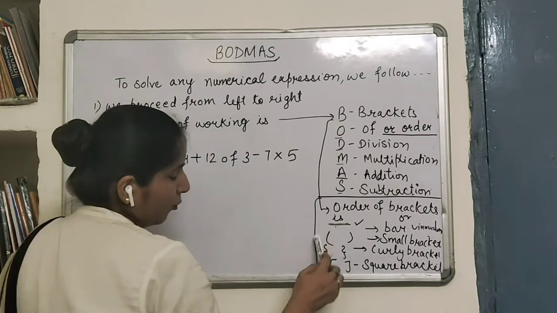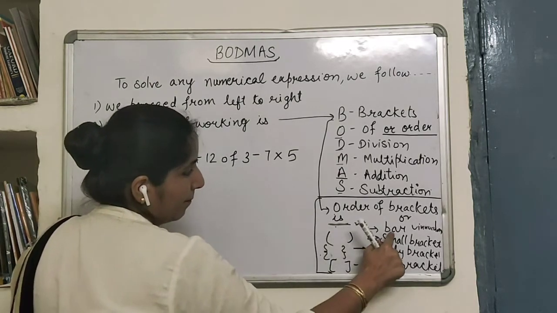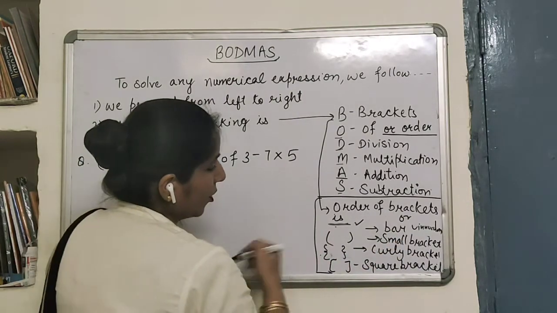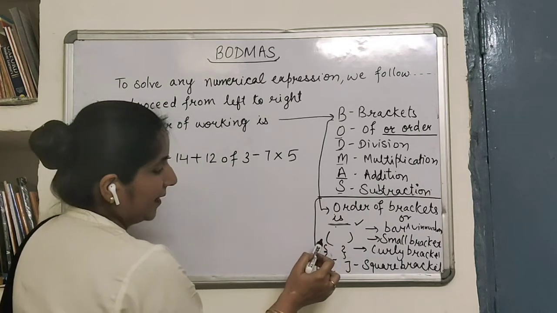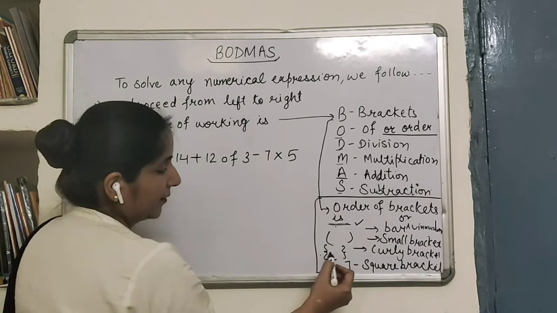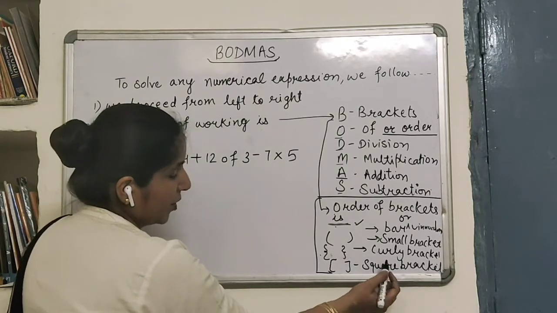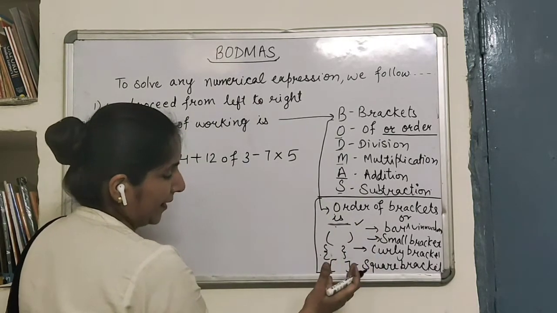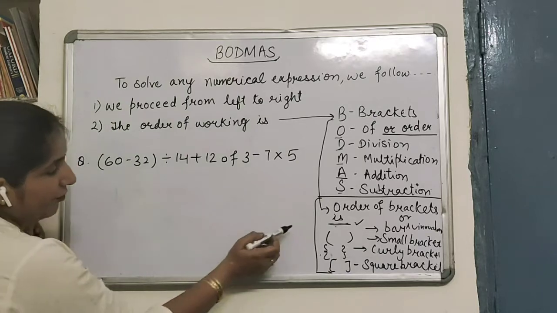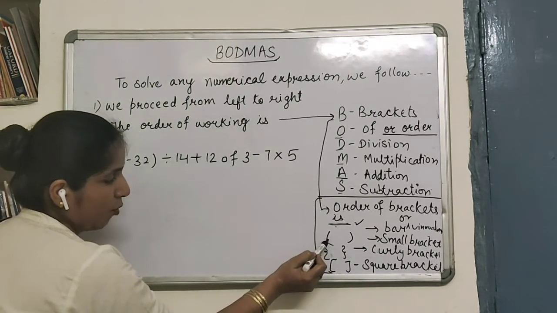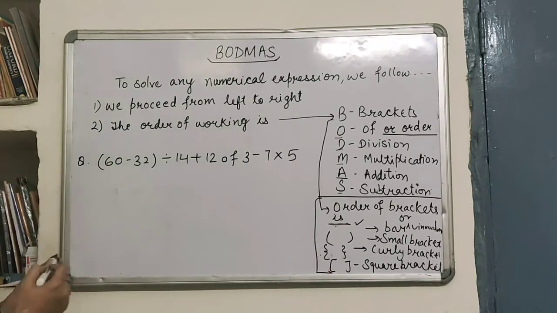There are 4 types of bracket. First is the bar, or vinculum. Second is the small bracket, third one is the curly bracket, and fourth one is the square bracket. So if all or some brackets are there in the expression, we follow this order. First we need to solve the vinculum, then the small bracket, then the curly, and then the square bracket.